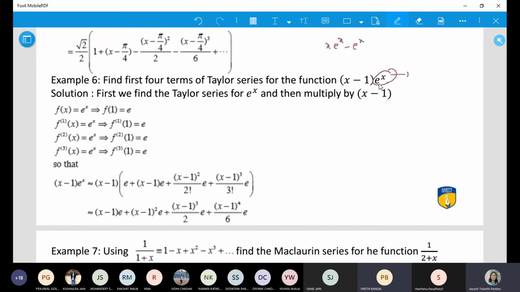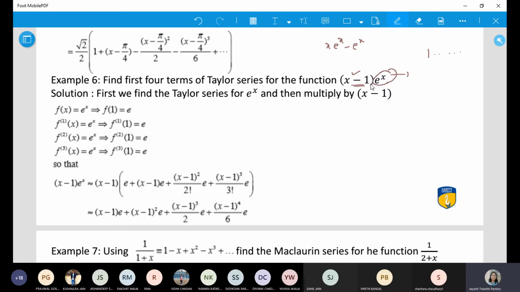Why about 1? Because we are taking x minus 1, the first 4 terms of the Taylor series for the function x minus 1. Because if you do it about 0, you will just get e, nothing else. Because the derivative of e to the power x is e only, so you will get 1, 1, 1. When you take x as 0, you will get only 1, 1, 1, 1, 1, 1. So no expansion. You want x minus 1 in the expansion, so the best way is to expand it about 1.